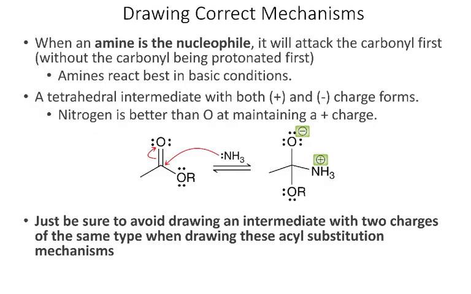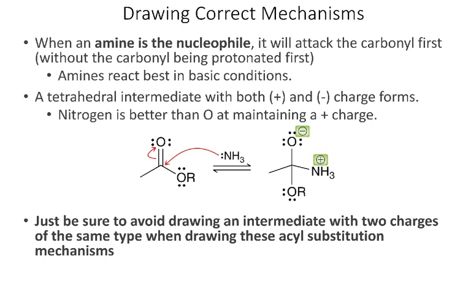Now, if we were to convert our ester into an amide, where we're using an amine as the nucleophile, it will also attack the carbonyl group first, without the carbonyl group first being protonated. If you remember, amines react best under basic conditions because these amines themselves are slightly basic. If we were in acidic conditions, these guys would protonate and they wouldn't act as effective nucleophiles. And so again, because we're in basic conditions, it's okay to form the negative charge on the oxygen.